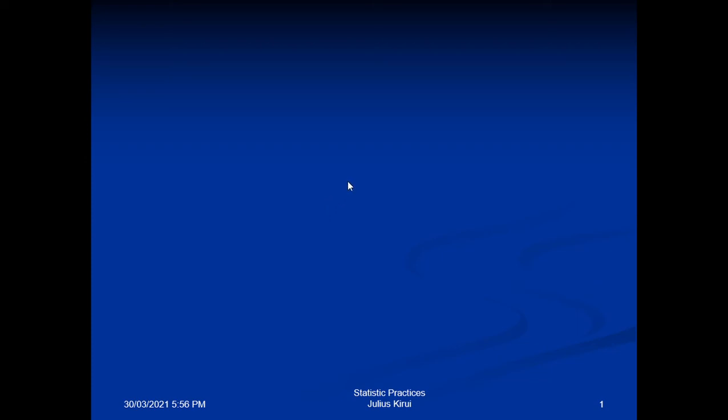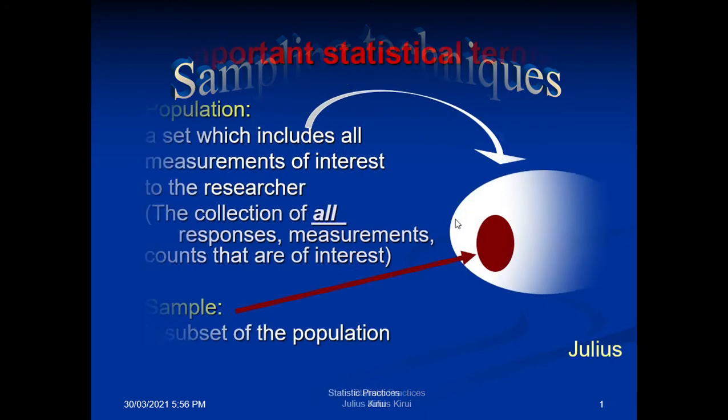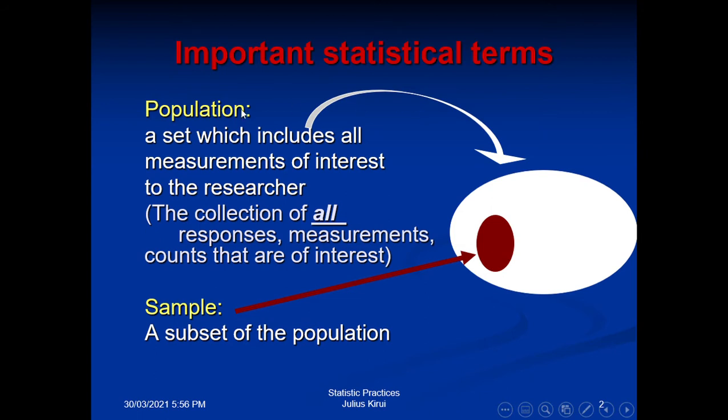So we are talking about sampling and sampling size, how to get a sample out of the population. In our study, we look at first the two critical terms, the important terms in statistics. Normally it is population and sampling.